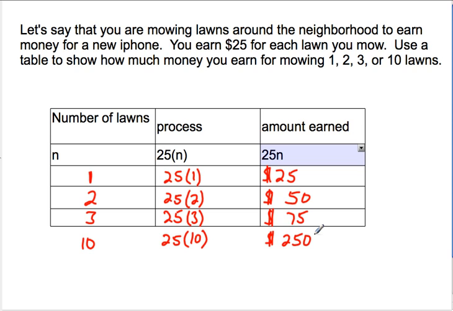Now we're talking. Now if you get a contract, 2 years, that might be enough to get you the phone. I'm not sure how much it costs. So you can see how the variable there holds a place for numbers that we're going to put in later, like 1, 2, 3, or 10, to give us an idea of how much money we would make by mowing certain amounts of lawns.